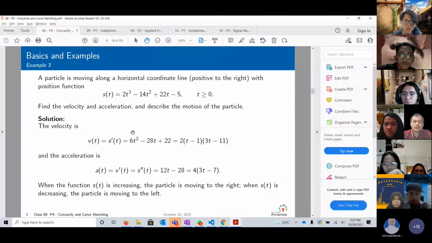First, we differentiate this. We get 12t minus 28. Then we divide everything by 4, so we have 4 times 3t minus 7.